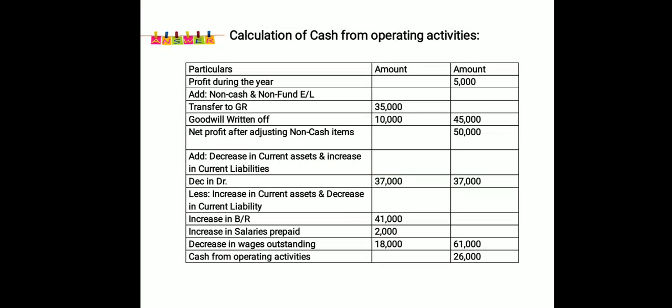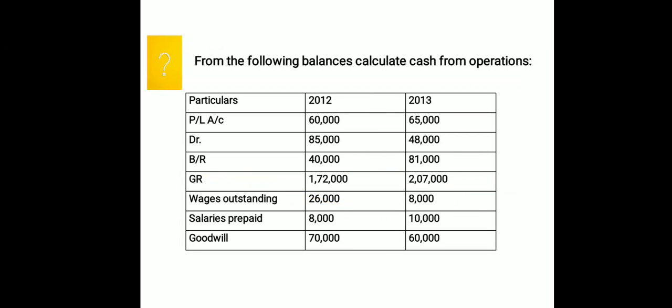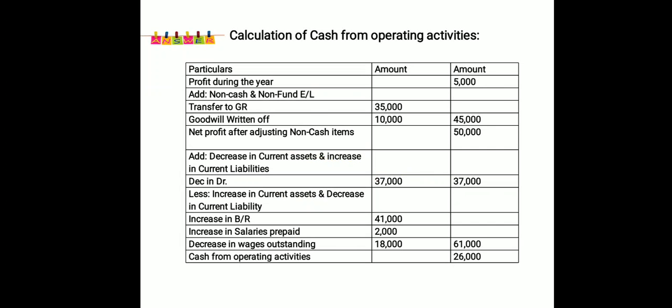Here is the answer. In the answer, first we are going to take the profit during the year. So what I did: closing profit was 65,000 and opening profit was 60,000. So 65,000 minus 60,000 is your profit during the year.